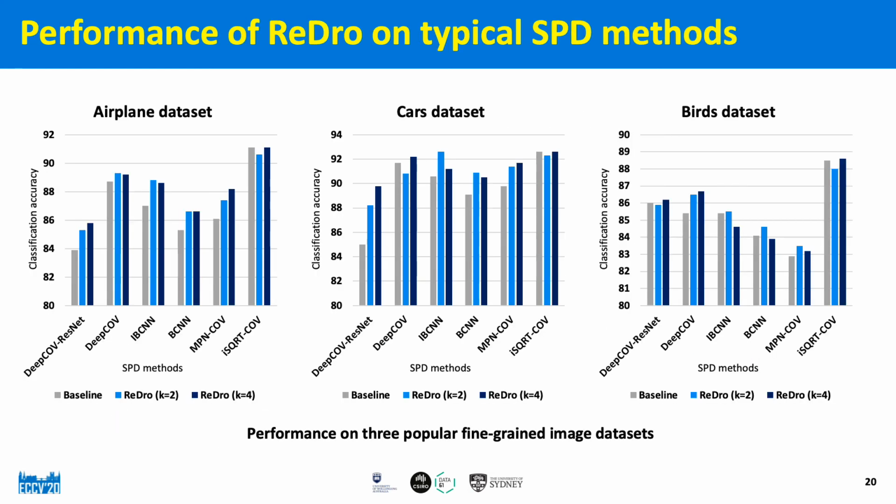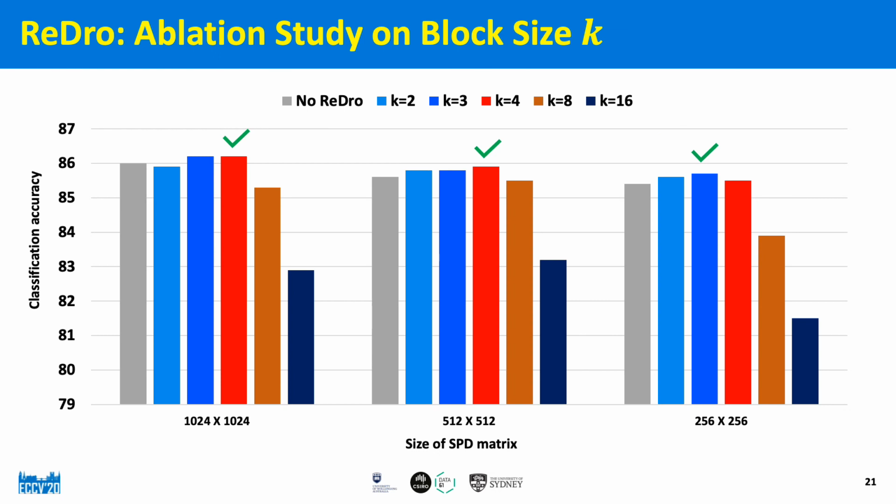We implement ReDro in typical SPD methods. From the figures, you can see that ReDro is able to produce better results than the baseline, in many cases with less computational cost. We perform an ablation study on block size k with various matrix sizes. From the study, we find that k equal to 4 performs better than others for large size matrices.